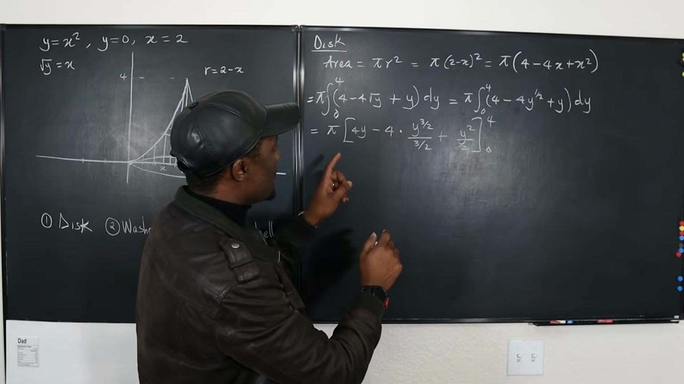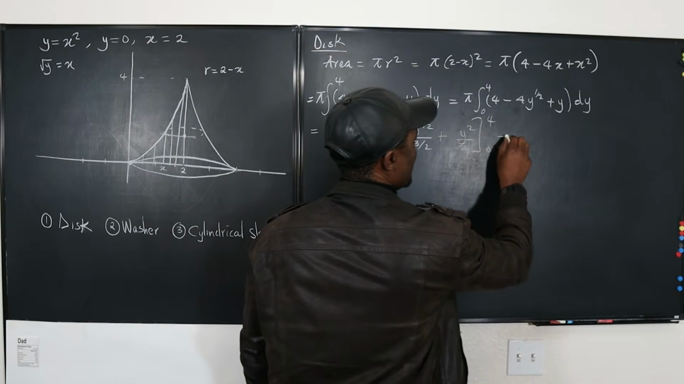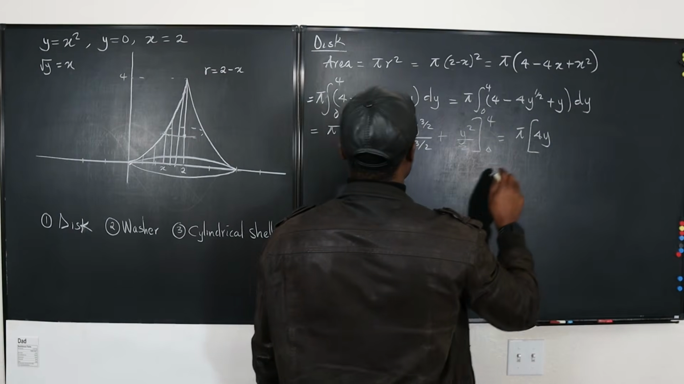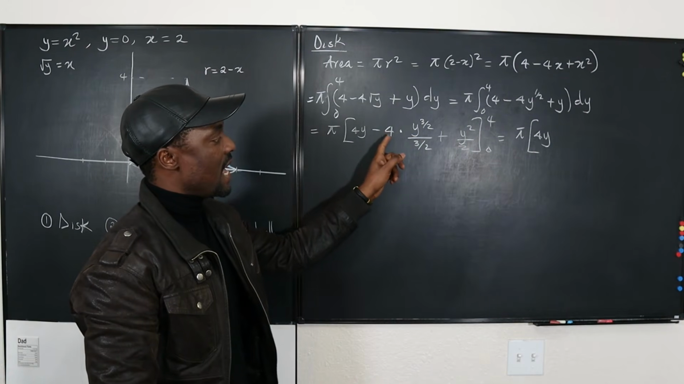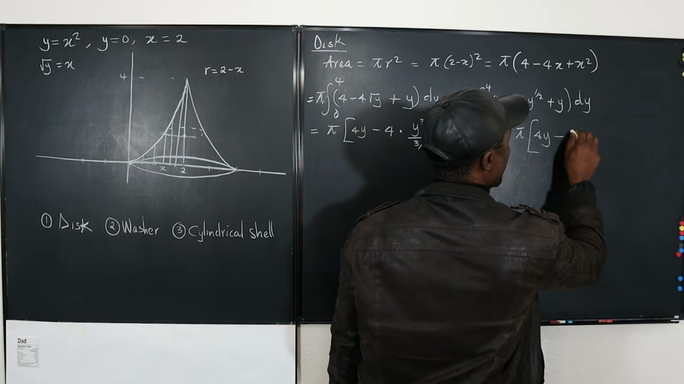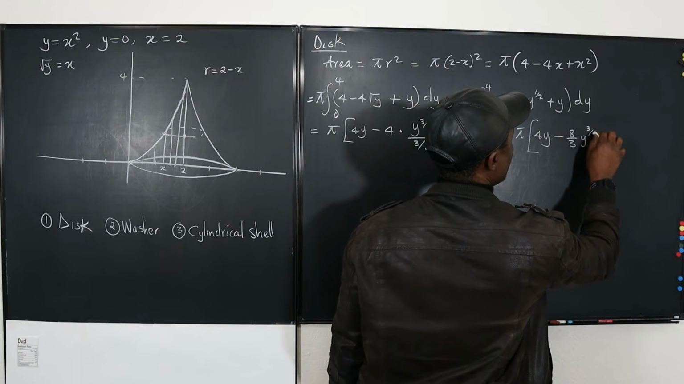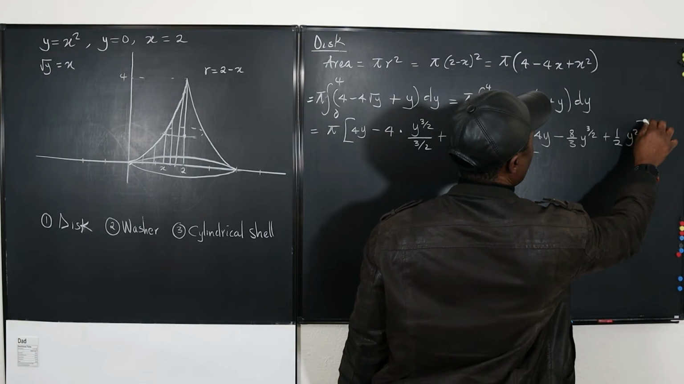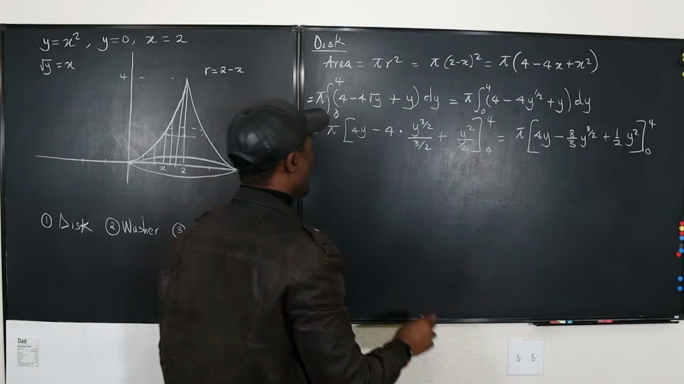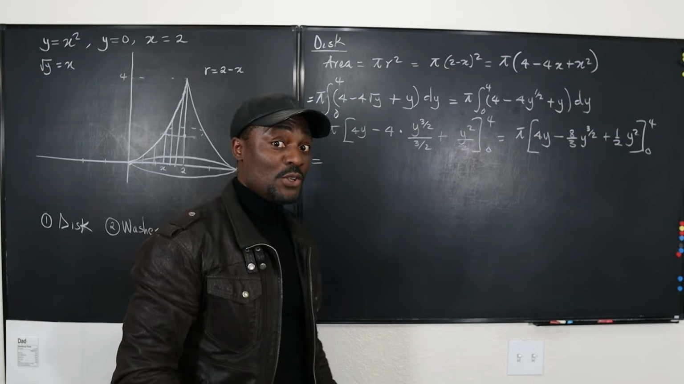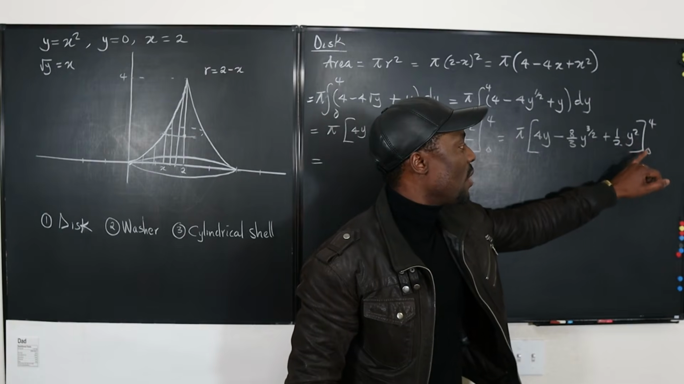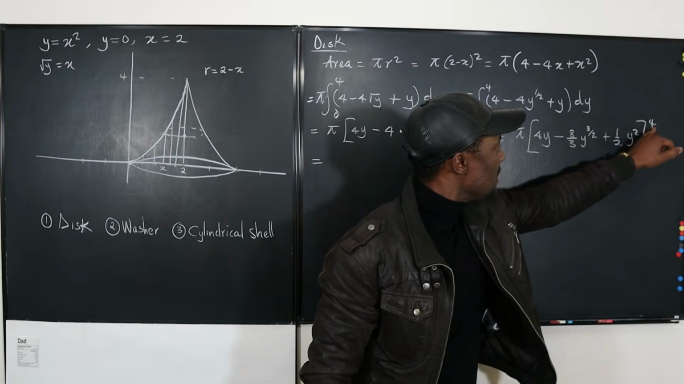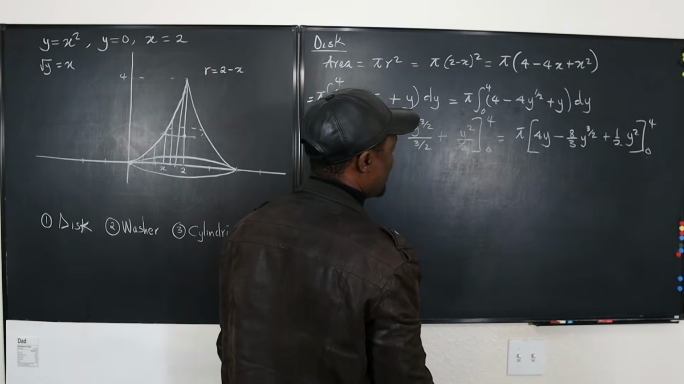Okay, let's clean this up first. So this is going to be pi times 4y, and if you flip this fraction, it's going to be minus 8 over 3 y to the 3/2, plus 1/2 of y squared, evaluated from 0 to 4. Whew. Now I'm going to do the final evaluation. Because each term contains y, the 0 is not going to count for me, so I'm just going to focus on the 4. Now, 4 times 4 is 16. So this is going to be equal to 16.